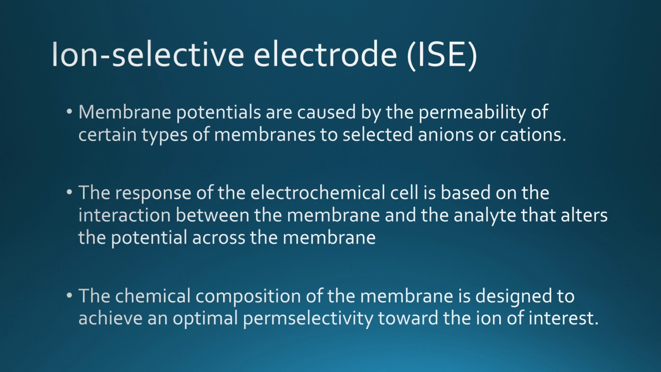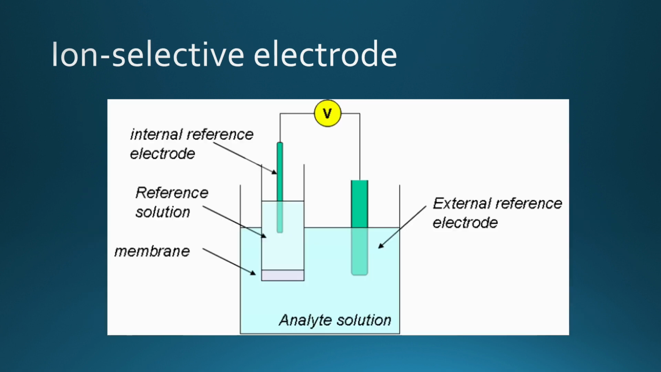The response of the electrochemical cell is based on the interaction between the membrane and the analyte that alters the potential across the membrane. The chemical composition of the membrane is designed to achieve the optimal permselectivity toward the ion of interest. So as I said before, at the beginning the membranes were not very selective, but now the new membranes are very selective to the analyte of interest.